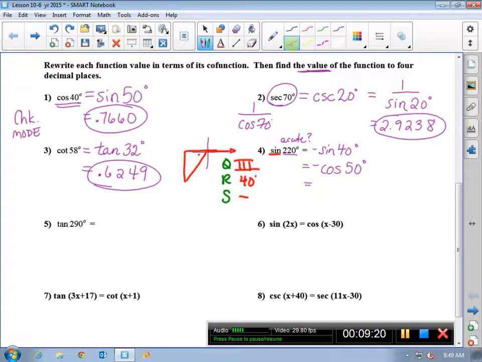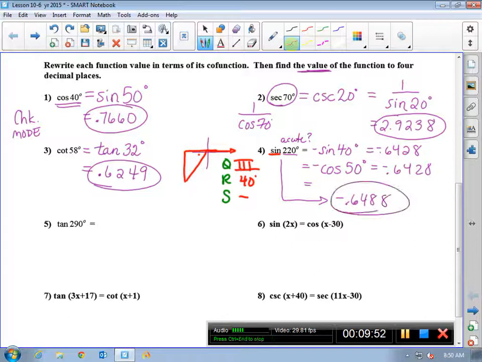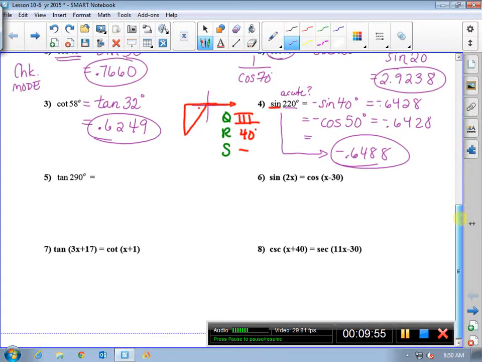Let's go ahead and put either of those into our calculators. Negative sine of 40. You see that that is negative 0.6428. I'm also going to do negative cos 50. I'm also going to do sine of 220, just to show that it's equal to negative 0.6428. They're all the same. So we can rewrite our functions quite a few different ways.